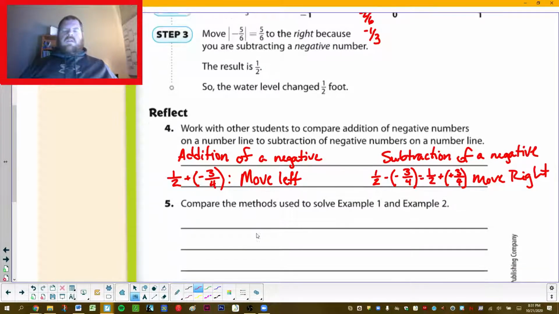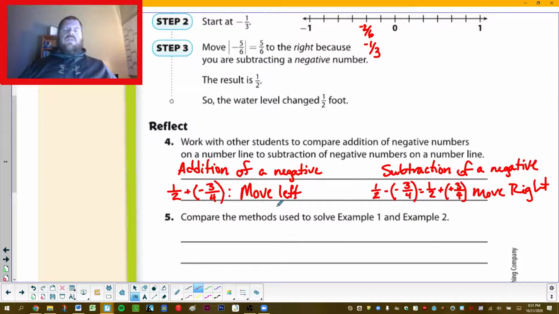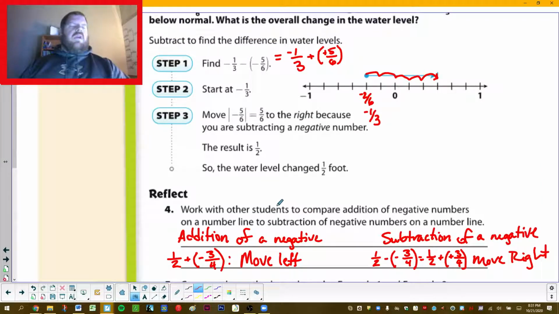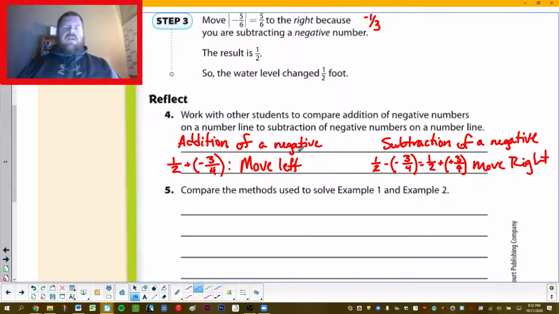Okay. It says compare methods used to solve example 1 and example 2. So the ones that they did is what we're looking at here. Some comparisons. Other than what's set up here, because basically what's going on is in example 1, we're subtracting a positive. In example 2, we're subtracting a negative. Okay, so there's the obvious which way do you move. That's a clear difference.